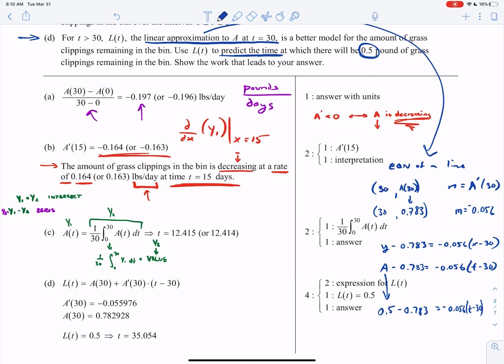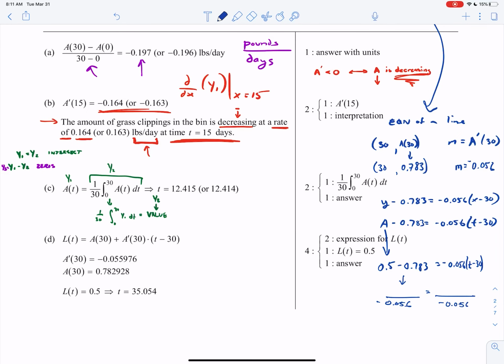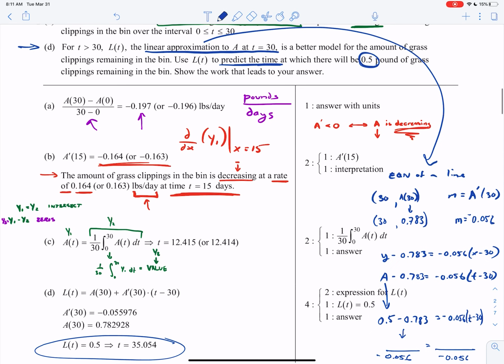With just some algebraic manipulation, I can simplify the left side here, then divide by negative 0.056, and then eventually add that 30 to get t by itself. However you want to do it, you can even graph by intersection if you wanted to, but you should get 35.054 there.